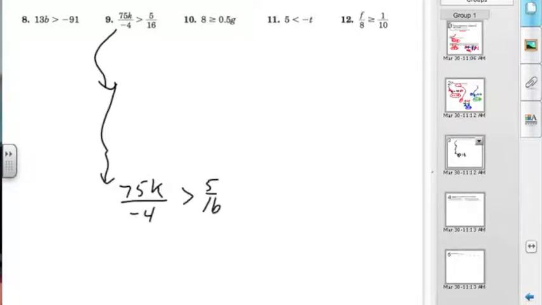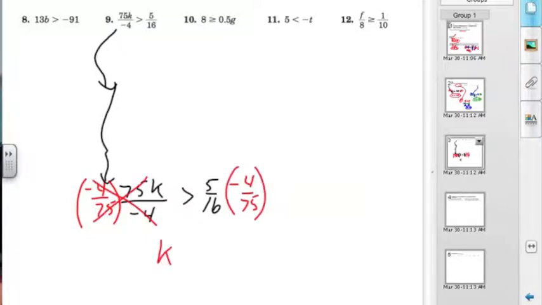All right, I look where my variable is on the left-hand side, so I'm going to take that fraction and flip it and multiply it. So negative 4 over 75ths, negative 4 over 75ths. All right, so that all cancels out. I'm left with k. I multiplied by a negative, though, so I've got to flip that inequality.